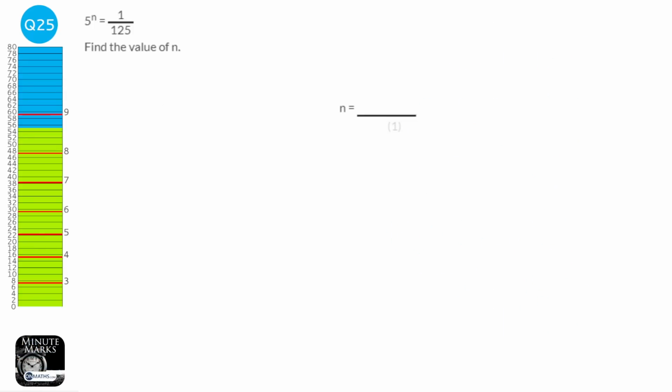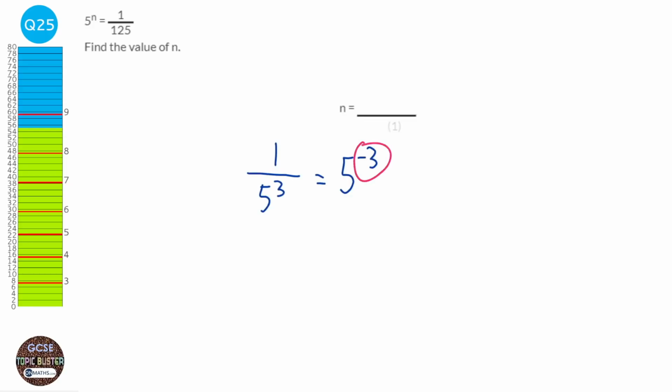The first thing to notice is that 125 is 5 cubed, so instead of 1 over 125, it would be 1 over 5 cubed. And we know that when you have a negative power, it actually turns into the reciprocal of that number. So 5 to the power of minus 3 becomes 1 over 5 to the power of 3. So n is going to be minus 3.